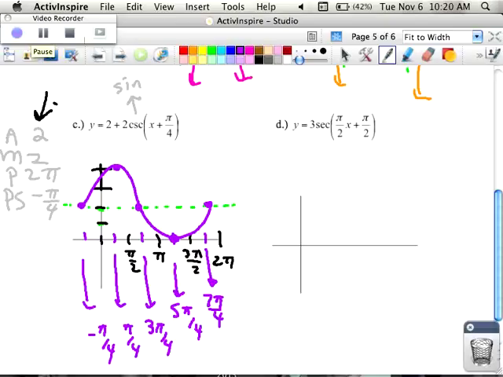Then the last steps, of course, you need to put in your asymptotes. So the asymptotes occur where your graph is crossing the midline, which is here, here, and here.